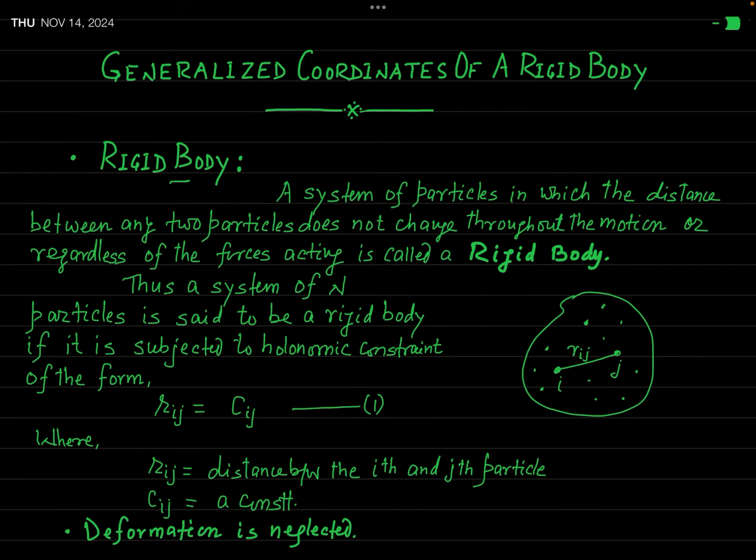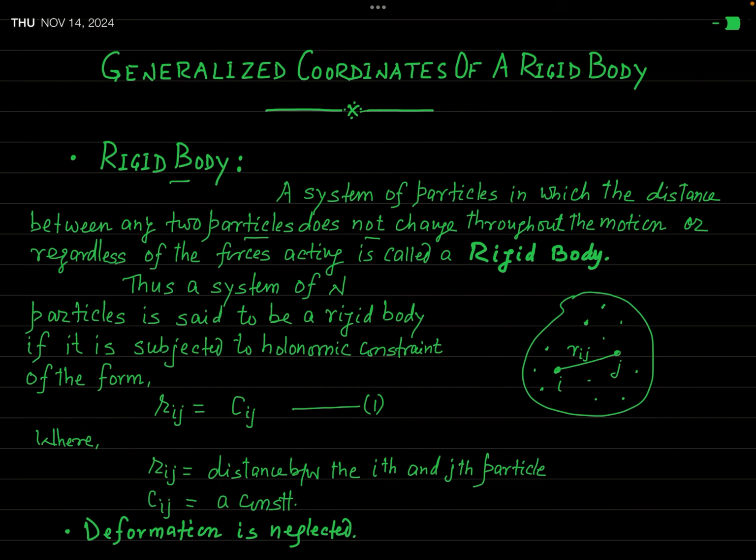When we talk about a rigid body, actually this is just a system of particles in which the distance between any two particles does not change throughout the motion. The body may perform any type of motion, that may be a translatory motion, that may be a rotatory motion, or a combination of both. But during that motion, if the distance between any two particles of the body does not change, that remains constant, then you may call that body a rigid body.